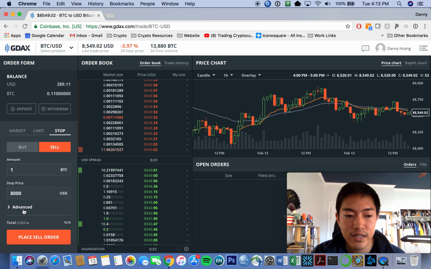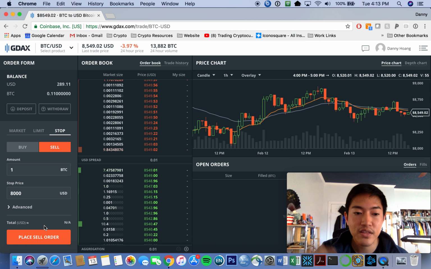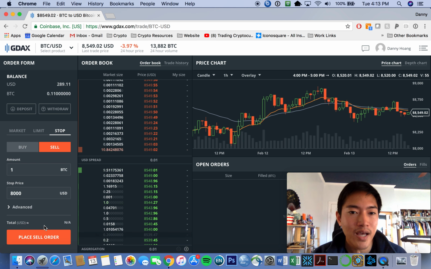If you don't click advanced, it'll execute as a market order. This means that when the last trade price hits 8,000, your trade will execute at the market price. Now you might be asking, wouldn't the market price necessarily be the last trade price? The answer to that is no. The market price doesn't have to be the last trade price.